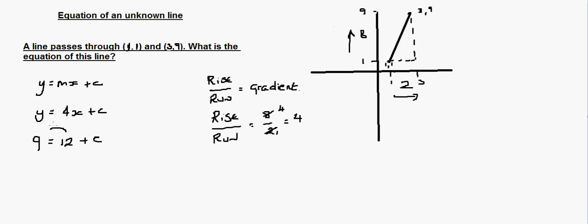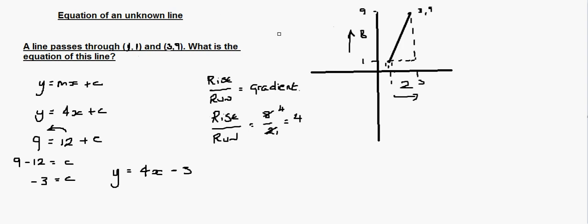Now this number needs to come over here so that we can find out what c equals. So we would get 9 minus 12, or minus 12 plus 9, same thing. 9 minus 12 is minus 3. So my c value is minus 3. So I can complete this equation and say the equation of the line is y equals 4x minus 3. Okay, it really is that simple.